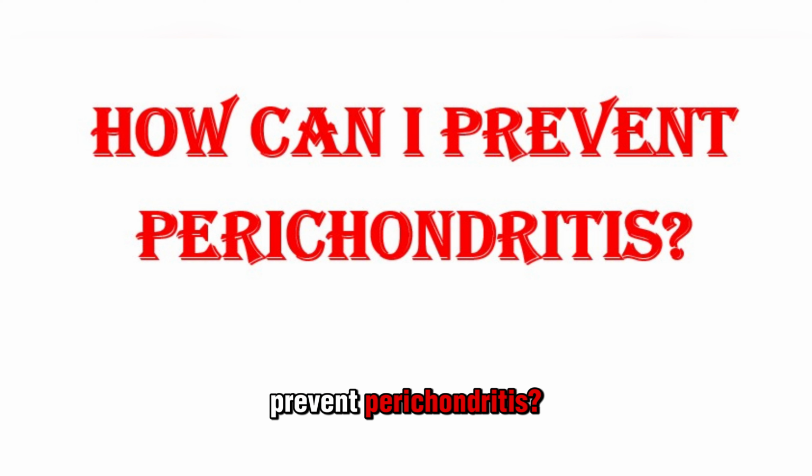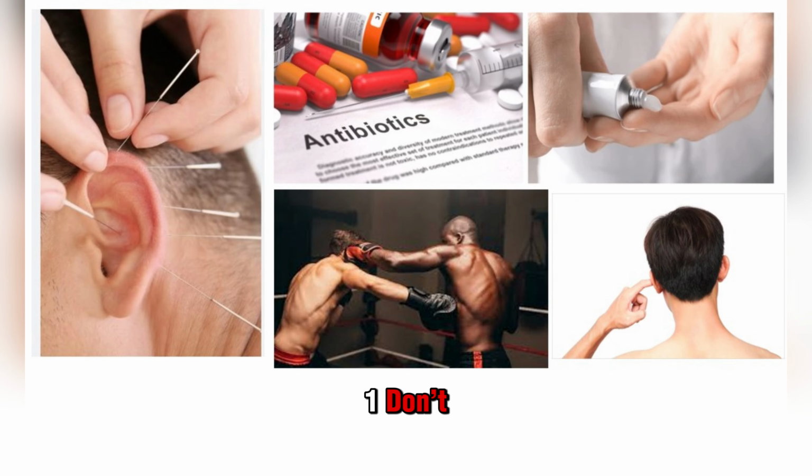How can I prevent perichondritis? The best way to prevent perichondritis is to avoid piercing your high ear cartilage. Your risk of infection is much lower if you pierce only your earlobe. Other ways to prevent perichondritis include: 1. Don't get acupuncture on your ears. 2. Get ear infections treated promptly. 3. Avoid contact sports. 4. Try not to scratch your ears too much.